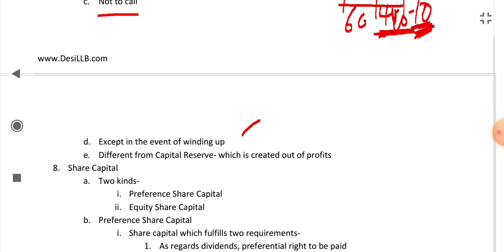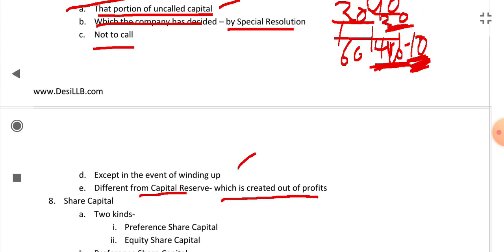Except in the event of winding up, different from capital reserve which is created out of profits. But this 10 rupees, it is not like that it will never be called up. In the event of winding up, when the company is liquidated, at that time it will be called, it will be demanded from the shareholder.